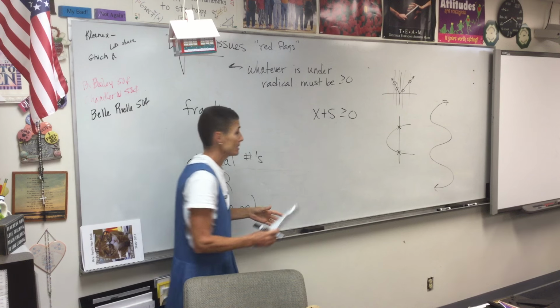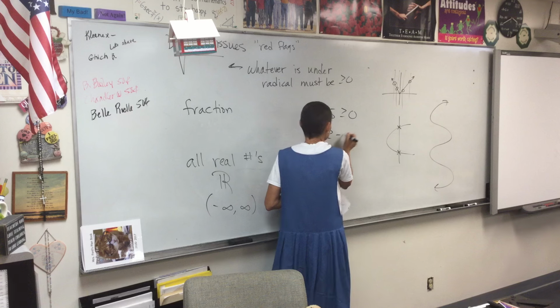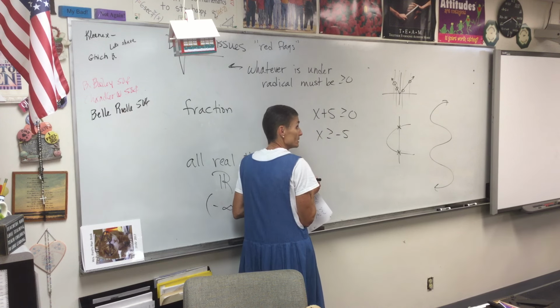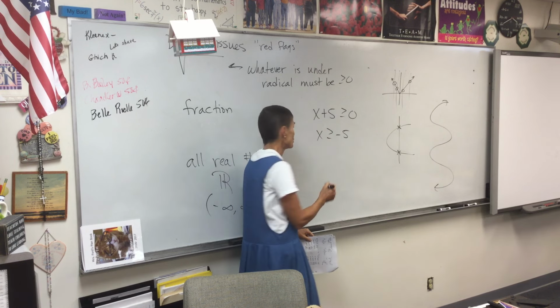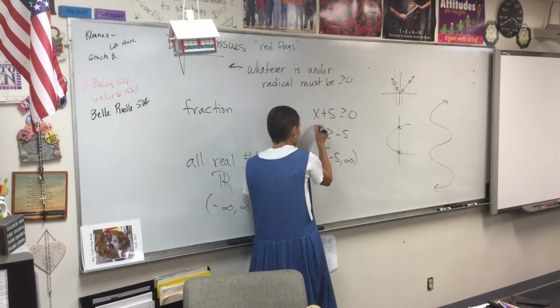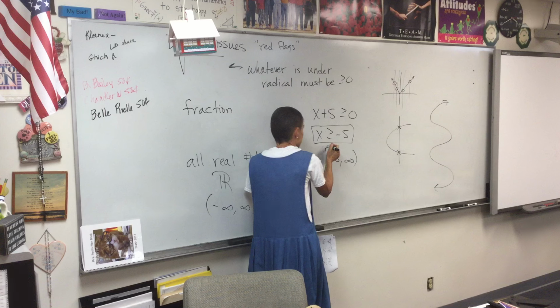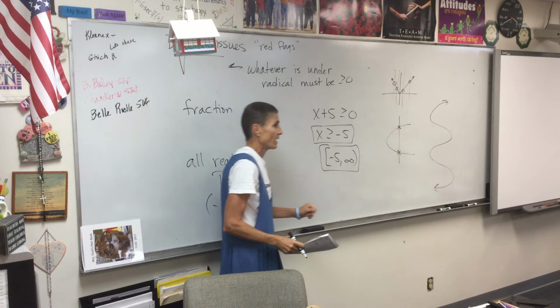Then you solve it. So subtracting 5, this would say x is greater than or equal to negative 5. And again, you guys know your interval notation, so if you want to use it, that would be great. If you want to leave your answer like this, that will be fine with me. Either one of those is fine.